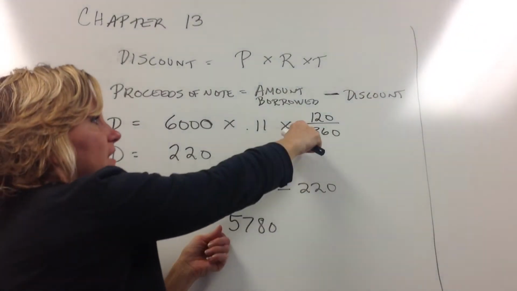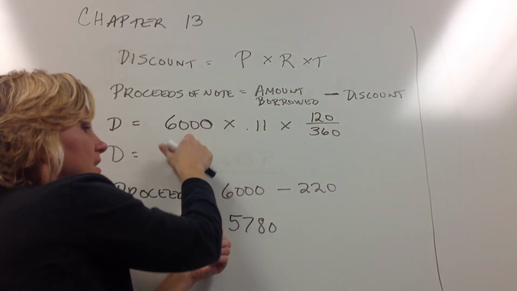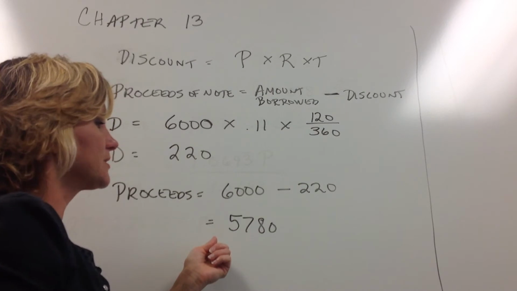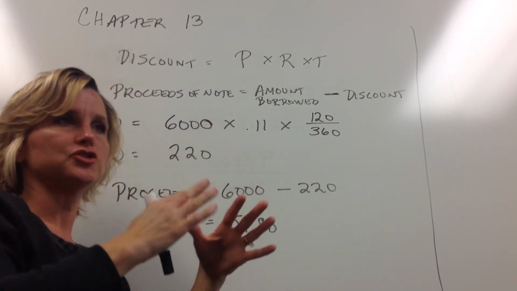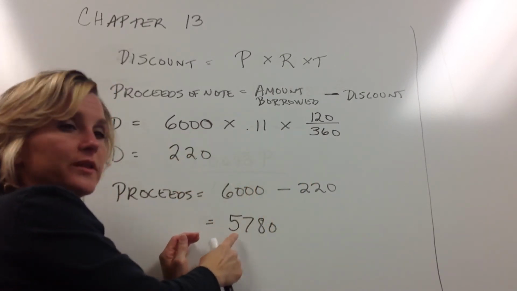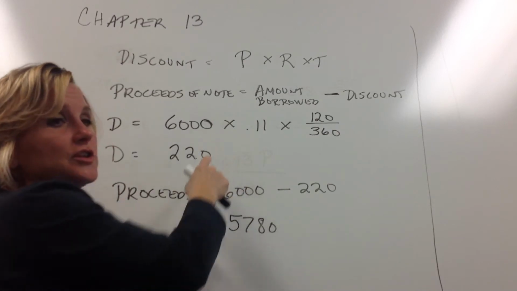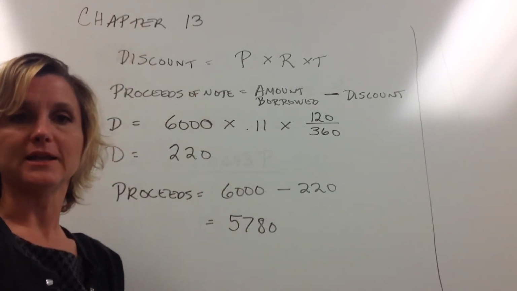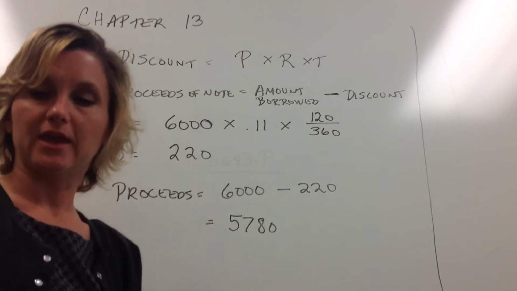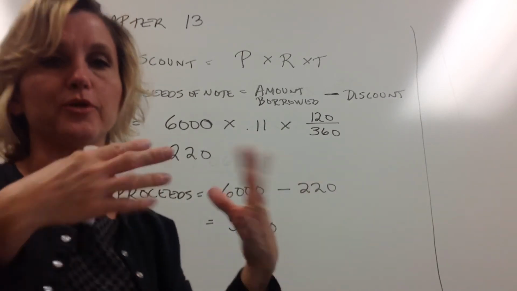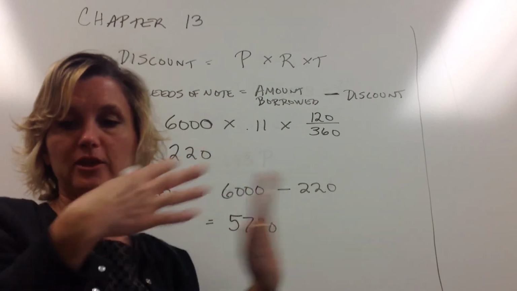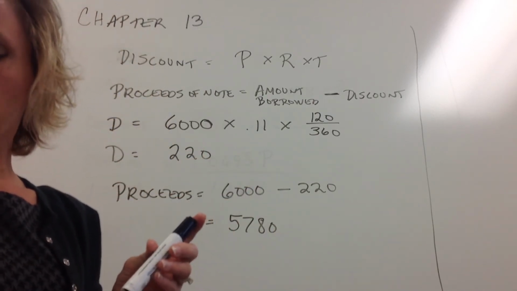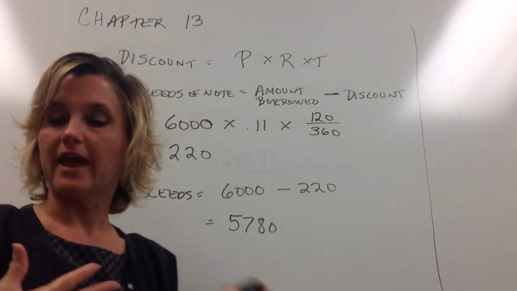So again, he's going to walk out of the bank today with $5,780, and at the end of this 120 days, he's going to pay the bank $6,000, and that's going to come out of his Christmas bonus. So make sure you get your mind around that. What he leaves with today is not what he's actually paying back at the end. It's going to be that amount minus the interest. So in a sense, the bank is taking that off the top, keeping that interest, and then you pay back the full amount.